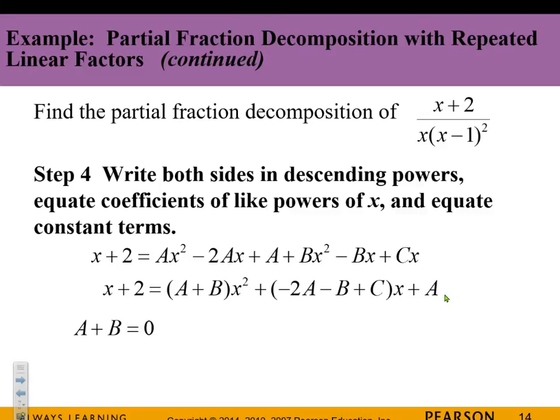We know that because of this, a plus b has to be equal to... How do we know that? Is there an x squared quantity up here? No. So that would be a 0. And then what's x going to be equal to? All of this right here.